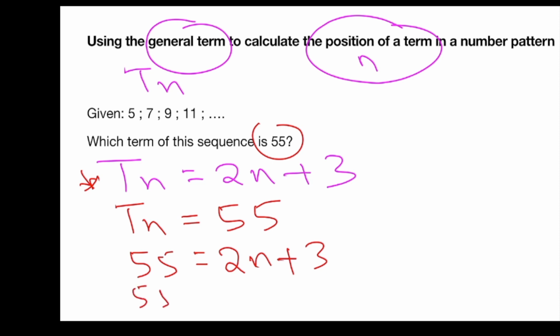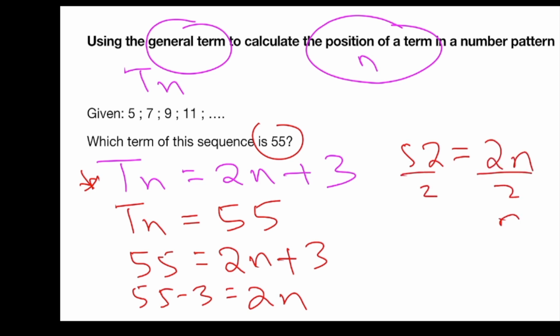If I move the 3 to the other side, I'll remain with 2n there. And that means 52 is equal to 2n. Then divide both sides by 2. And we get n is equal to 26. So n is equal to 26. Therefore, 55 is the 26th term. And you can just write 55 is T26.